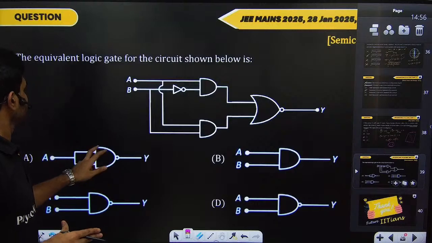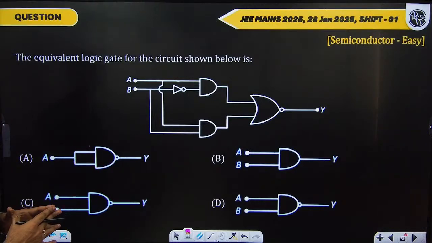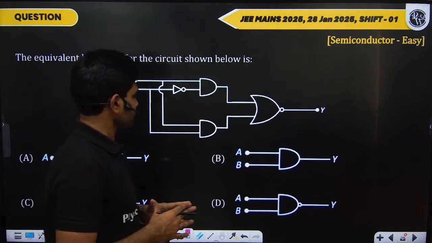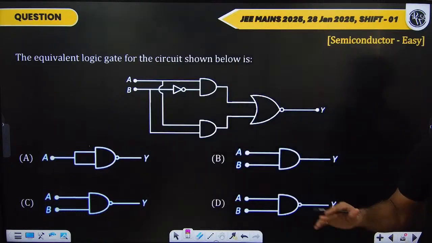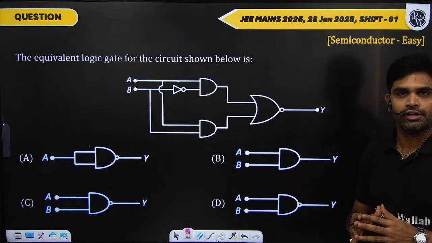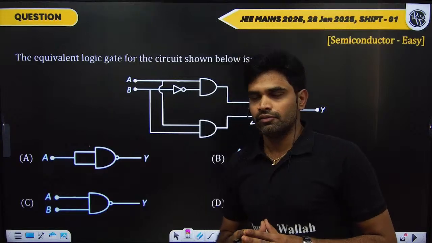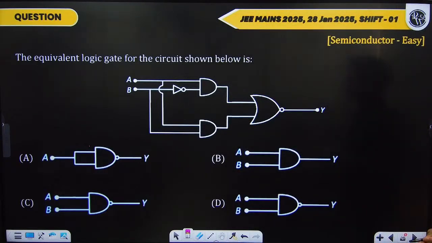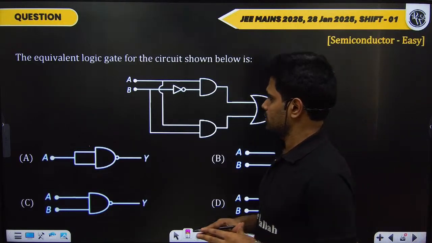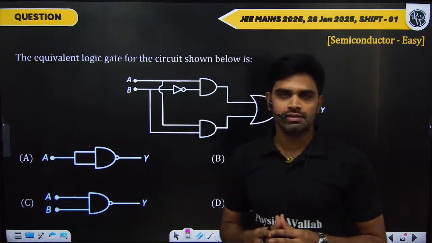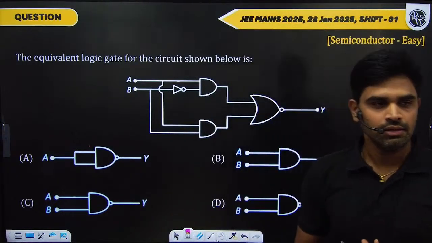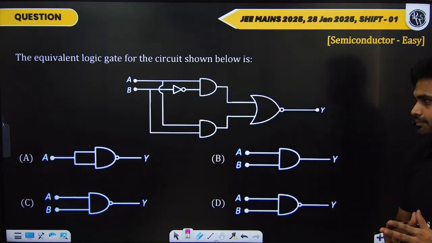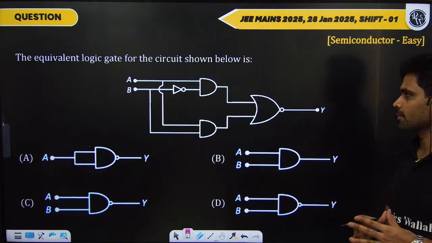Question 6 is a logic gates question. Again, needless to say, logic gates is a very important topic. Lots of PYQs come from it. This question can be done in two ways. One is through tables. The other one is through Boolean algebra.